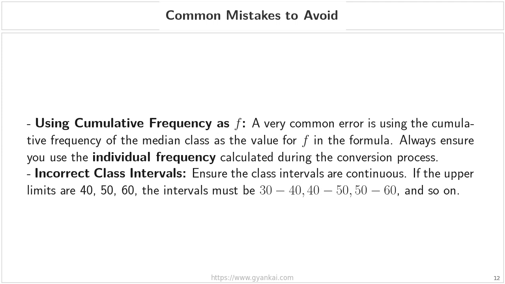Second, pay close attention to your class intervals. It is vital that your intervals are continuous and properly structured. If your upper limits are 40, 50, and 60, your intervals must be 30 to 40, 40 to 50, and 50 to 60. If you don't establish these lower limits correctly, your class size, or h, will be wrong and your entire calculation will fail.